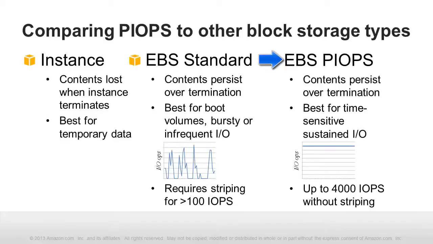This option allows you to specify ahead of time an operations per second rate for each volume, up to 4,000 IOPS. The system is designed to then deliver that performance for the lifetime of the instance. No striping is required to achieve this performance level. When used with EBS-optimized EC2 instances, PIOPS volumes are designed to deliver within 10% of their provisioned performance 99.9% of the time. EBS PIOPS volumes retain their contents across instance termination, and they can be snapshotted to Amazon S3.